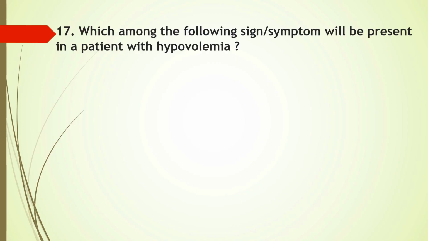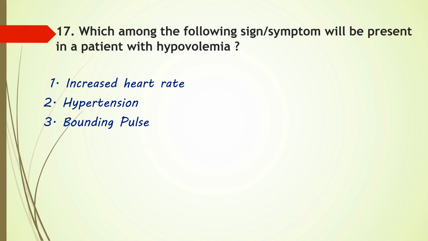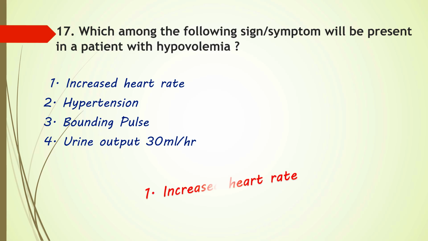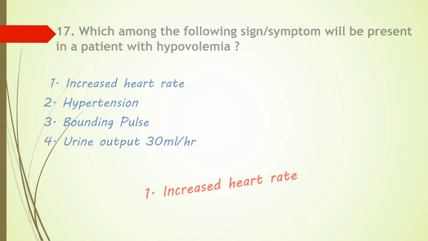Question number 17, which among the following signs and symptoms will be present in a patient with hypovolemia? Options are increased heart rate, hypertension, bounding pulse, or urine output 30 ml per hour. The correct answer, increased heart rate will be present in case of hypovolemia.